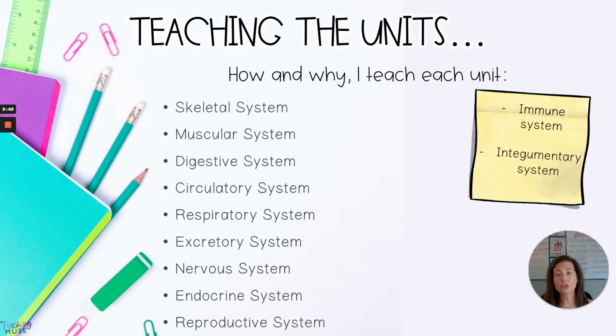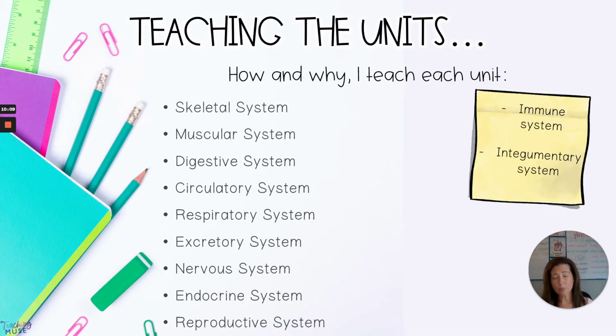Then we dive into the nervous system, and the nervous system, we know, is the control center for our entire body. It is comprised of the brain, the spinal cord, and the nerves. So we go over that. And then the endocrine system is the different hormones in your body, and that is also controlled by the nervous system.